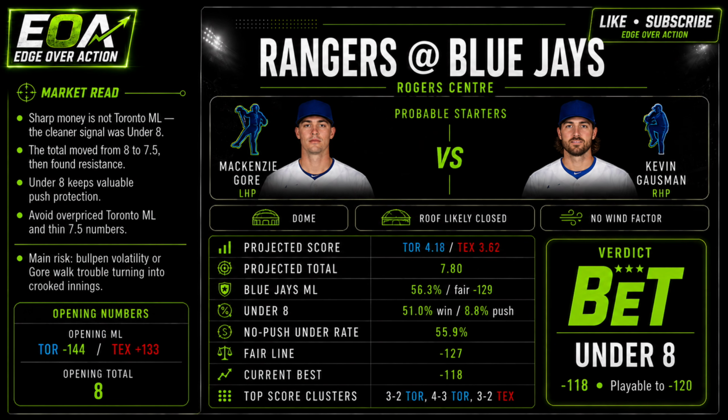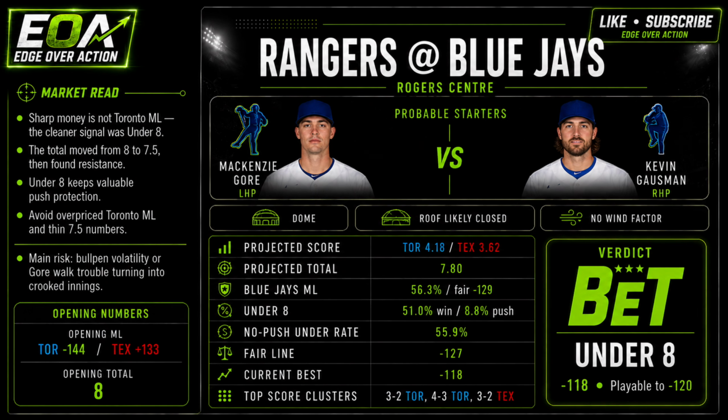The model projected Toronto at 4.18 runs, Texas for 3.62, and the total at 7.8. Under 8 won 51% of the time with 8.8% pushes. With the push protection included, the no push under probability was 55.9%. The fair line was about minus 127. At under 8, minus 118 to minus 120, that's playable.